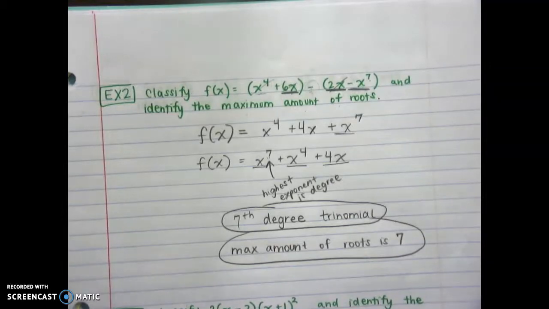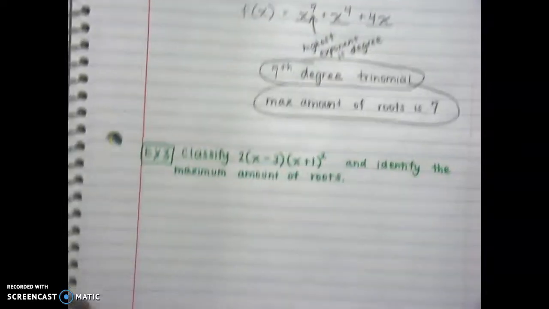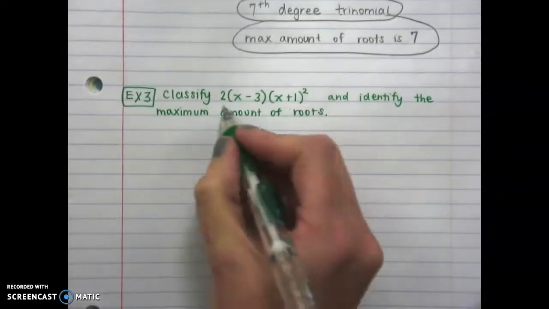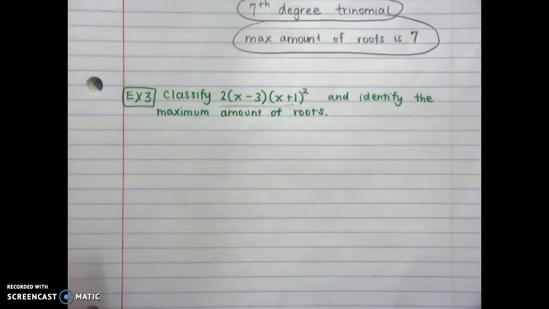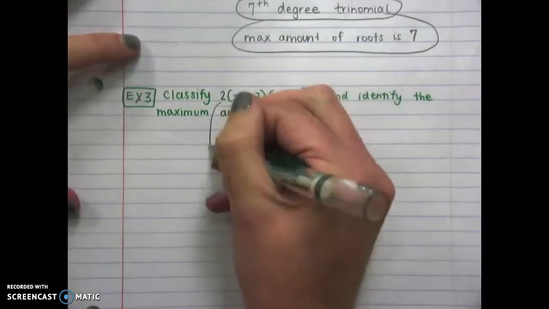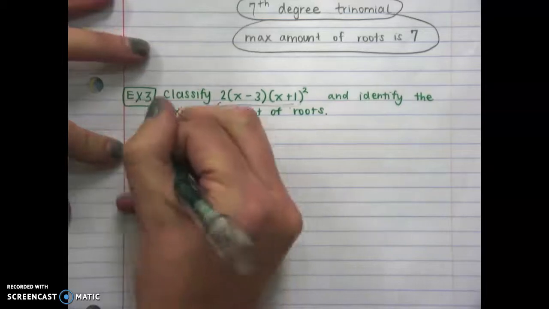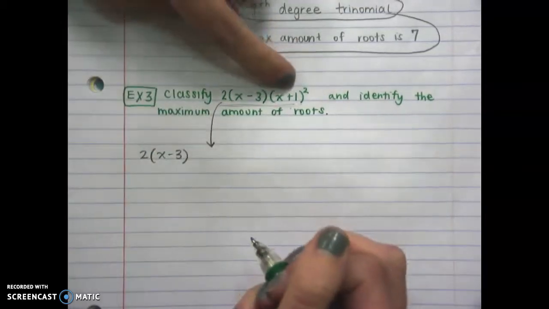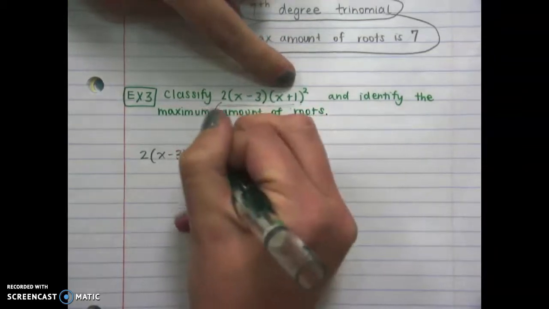So the first 2 examples were in standard form. Example 3 is in factored form. So we can convert this factored form to standard form if we want. And that would look like this. 2 times x minus 3 times x plus 1 squared. We have to expand that.